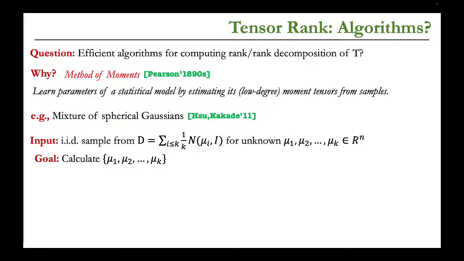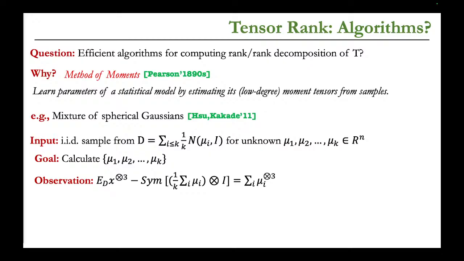Okay? And so this observation goes to this very nice paper of Xu and Kakade from 15-ish years ago. They observed the following: if you look at the third moment tensor of this distribution D, then after some mild tinkering with it, it basically looks like a tensor with rank k, and the components are the mu i's. Okay? And this tinkering is actually kind of easy.